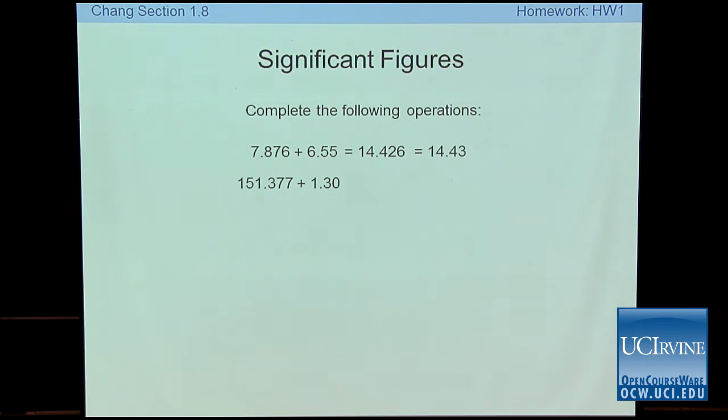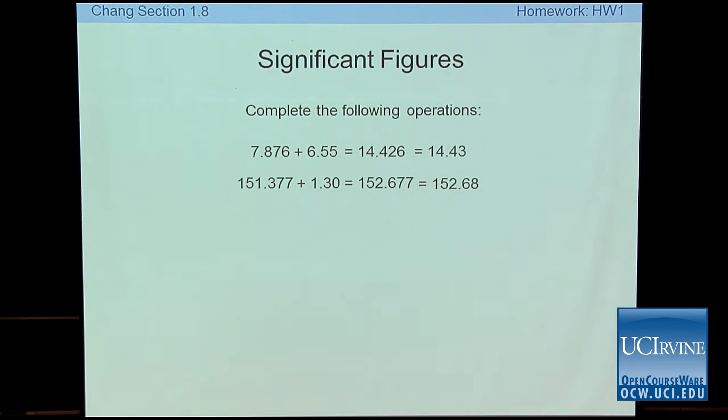How about this? Another addition. 2 numbers, this one has 3 decimal places, this one 2, and so the answer should have 2 decimal places. This is what the calculator says. Again, look at the last number here, 7. It's higher than 5. That means that this number is going to be increased by 1. The answer is then 152.68.